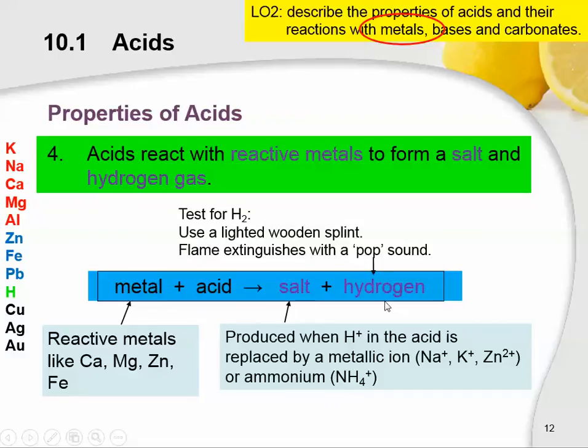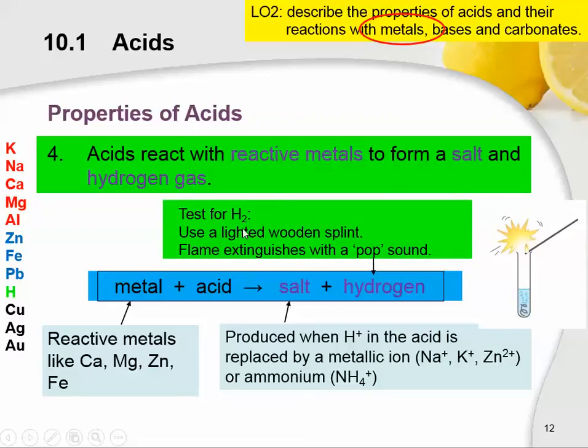Now, hydrogen gas is produced. How do you test for the gas? You put a lighted wooden splint at the mouth of the test tube. If there's hydrogen gas coming out from this test tube, the flame will extinguish with a pop sound. So you have to remember the test for hydrogen gas.